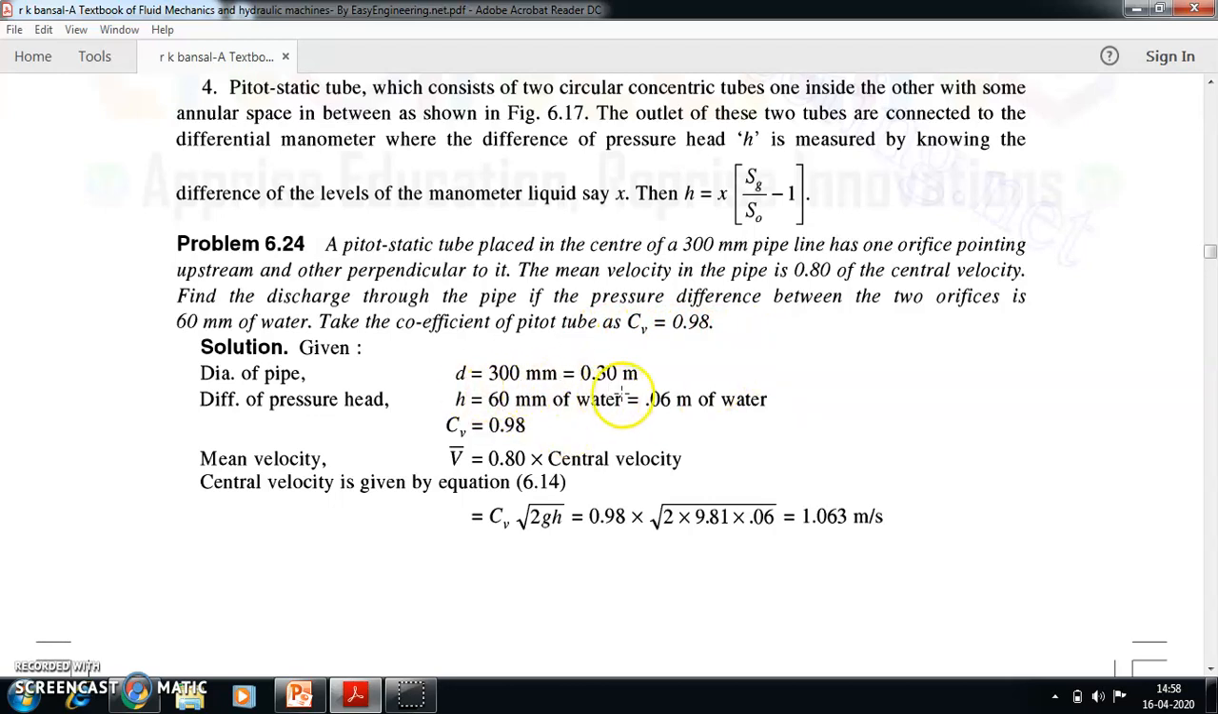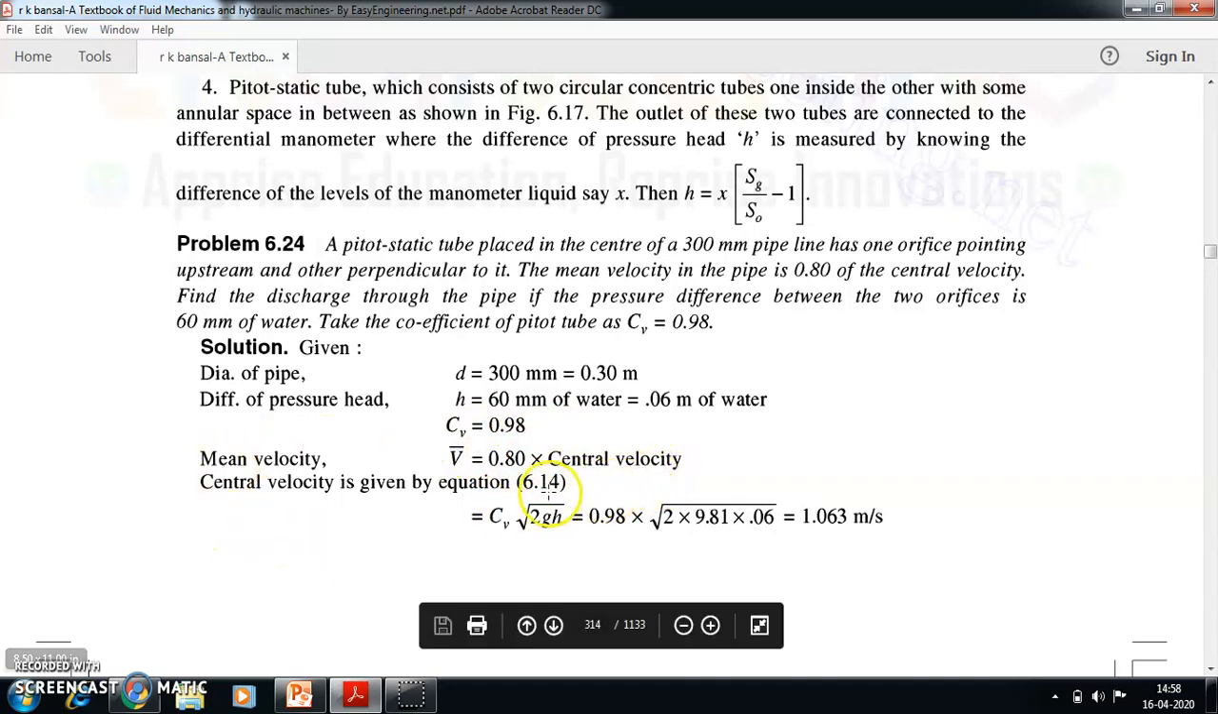So the diameter is given to you. You have a 300 mm pipe, so convert it into meters, 0.3 meters. The pressure head difference is given, which is equal to 60 mm of water, so 0.06 meters of water. Small h is given to you. Cv value is given to you. The mean velocity is 0.8 times the central velocity.